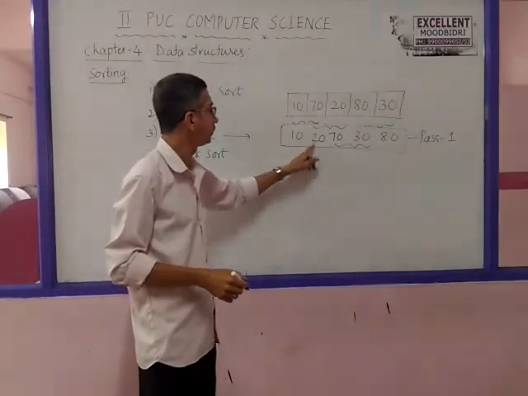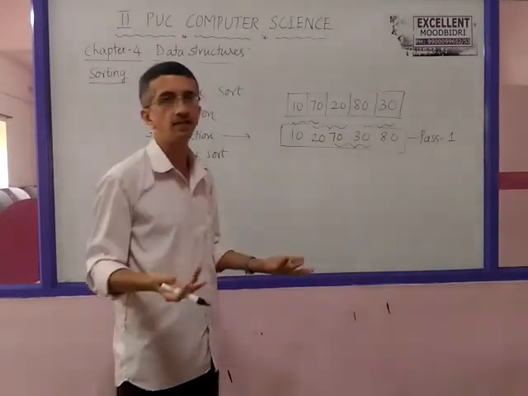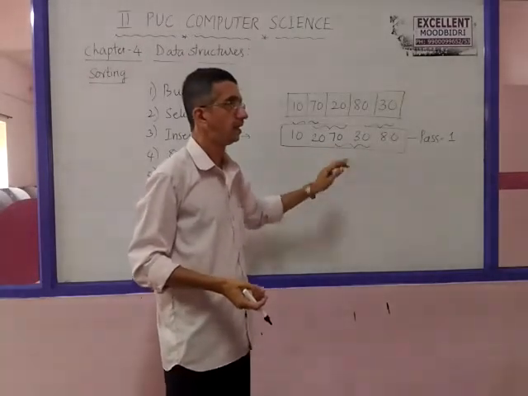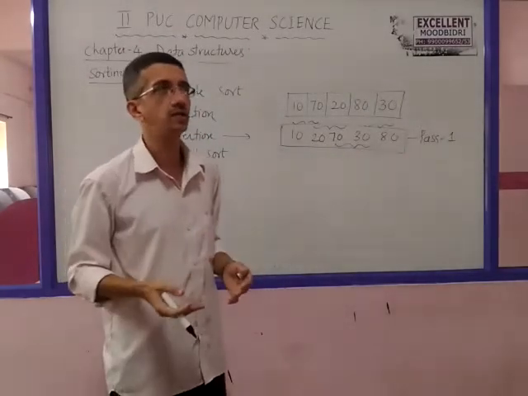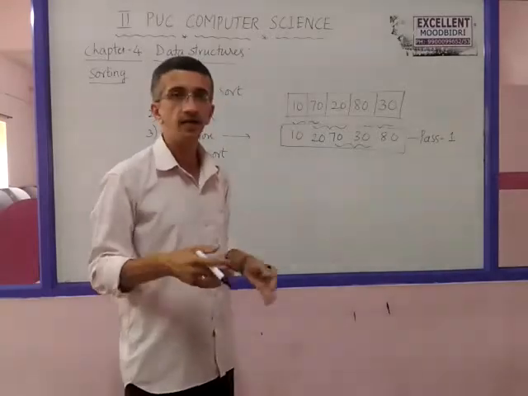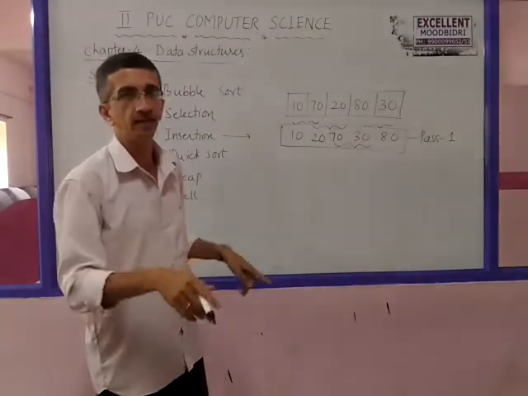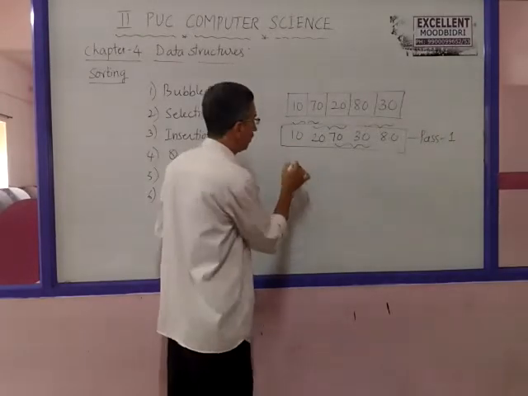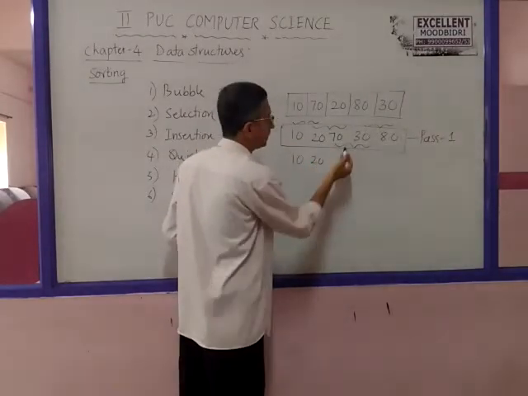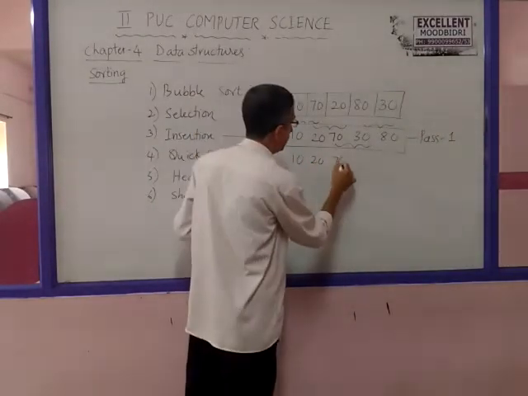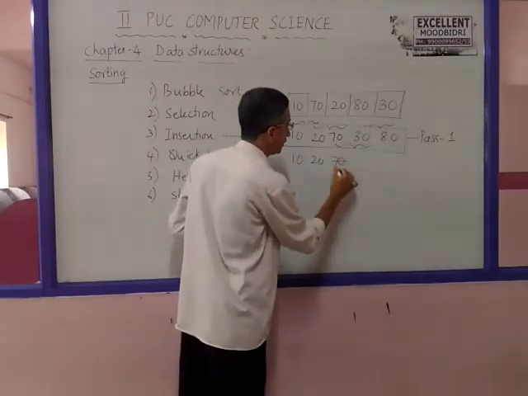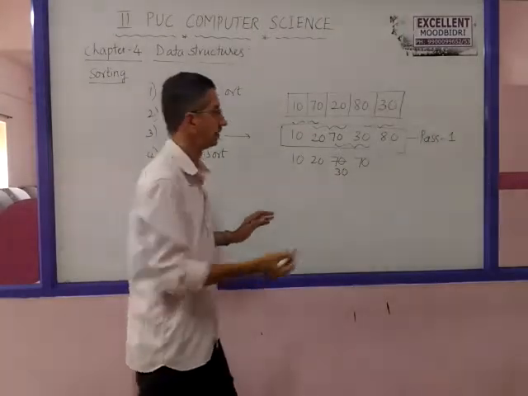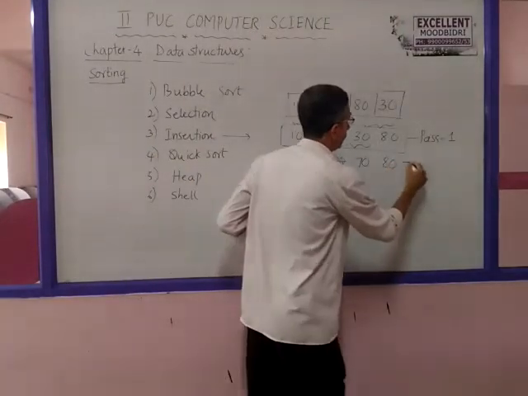Now see the items 10, 20, 70, 30, 80. Still these are not in order. 30 is here, 70 is here. So we have to carry out the same process of comparing the items and interchanging again. 10 and 20, these are in order. 20 and 70, these are also in order. 70 and 30, yes, interchange: 30 here and 70 there. 70 and 80 in order, right? So this is called pass 2.